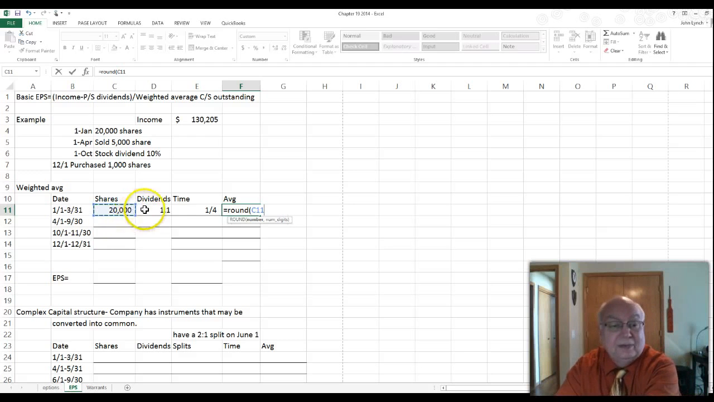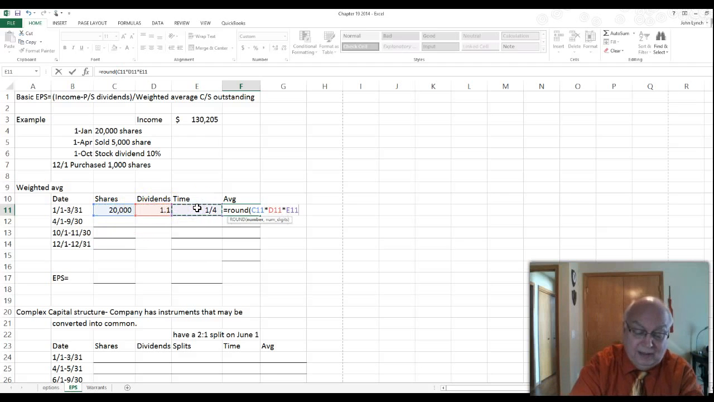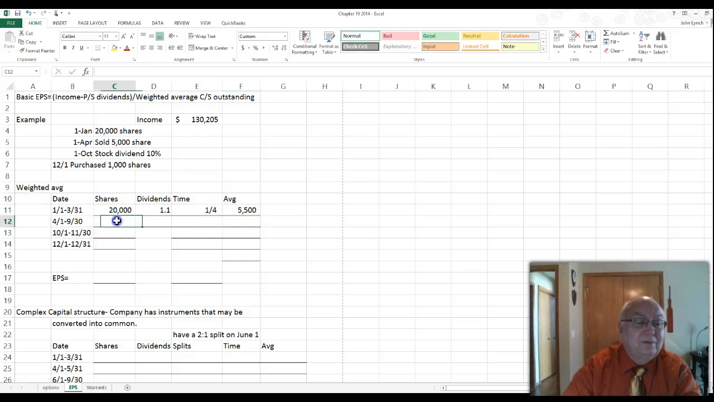This one times this times that. And we don't want any decimal places, so I just put times 0. Okay. April 1st, we sold 5,000. If you sell them, that increases the number of shares because you're the one who sold the stock, so the number of shares issued is what we have out there. We still have the dividend out there, and this was for 6/12 of the year. So this is one that you just keep on multiplying.